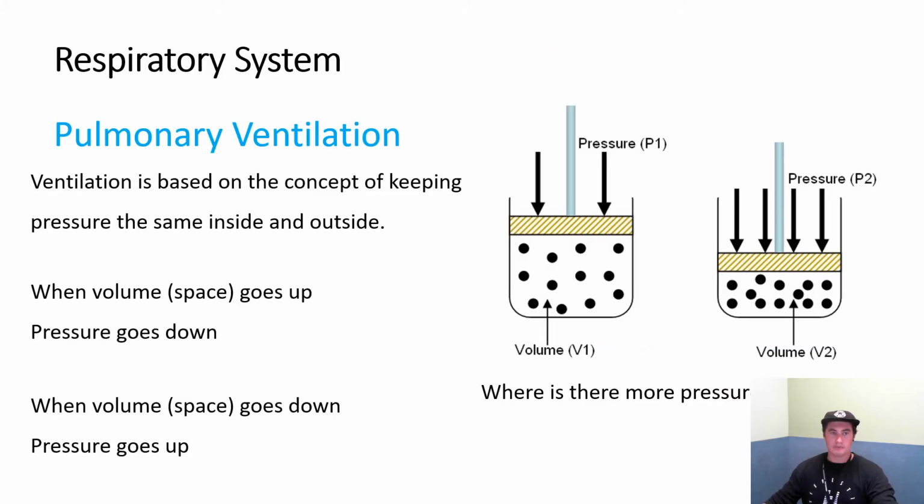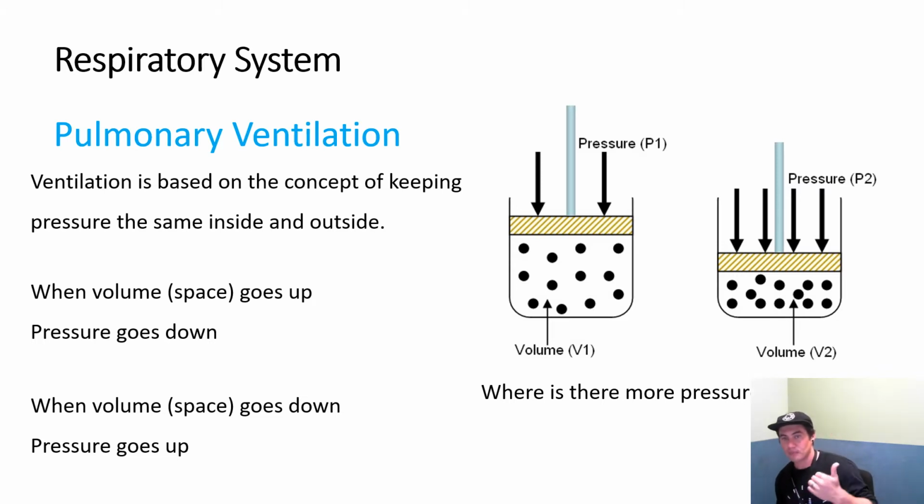Okay, so that's the structures. Now we're going to look at the physiology of how we breathe. Now this can be a little bit confusing, so I'm going to try and really simplify it and introduce this concept, which is Boyle's law. And Boyle's law states that whenever volume in a space gets bigger, then the pressure inside that space gets smaller. On the flip side, whenever volume or space gets smaller, pressure goes up. So that's called an inverse relationship.